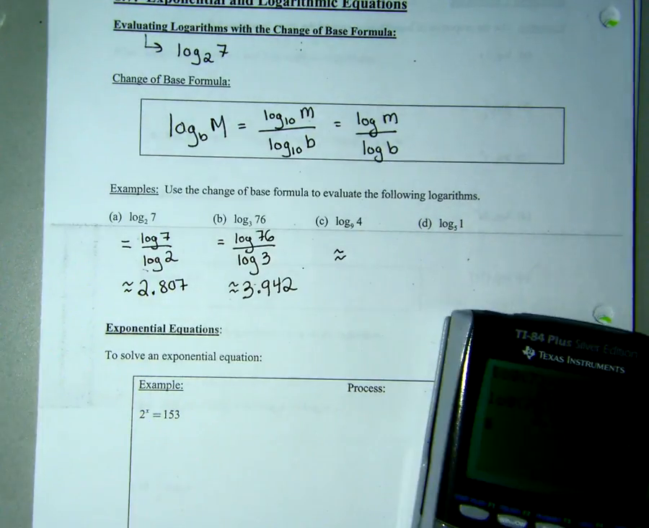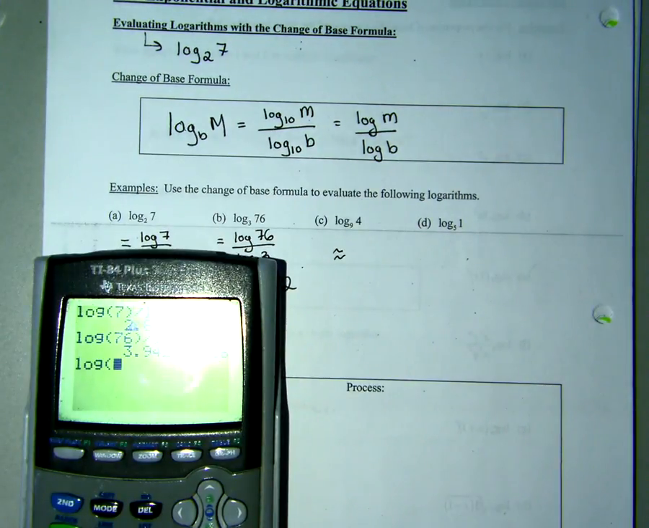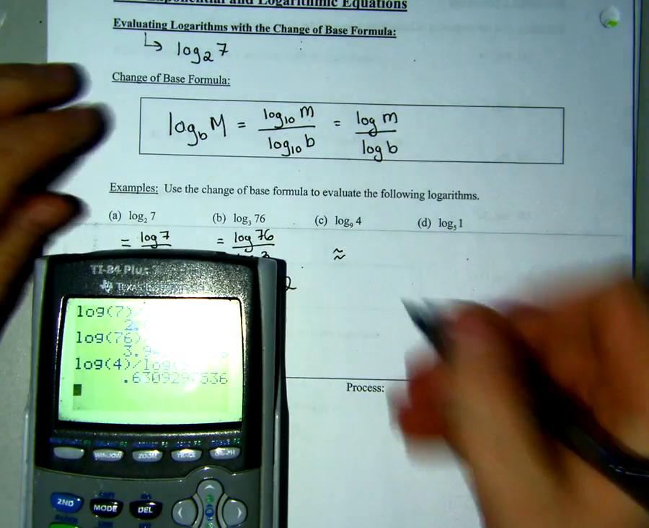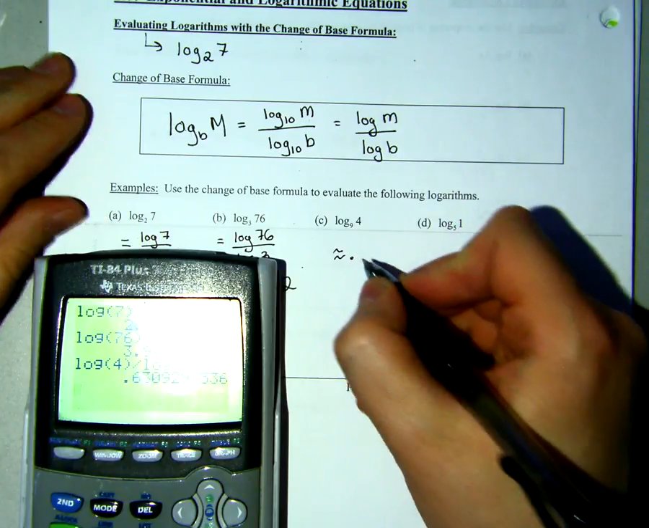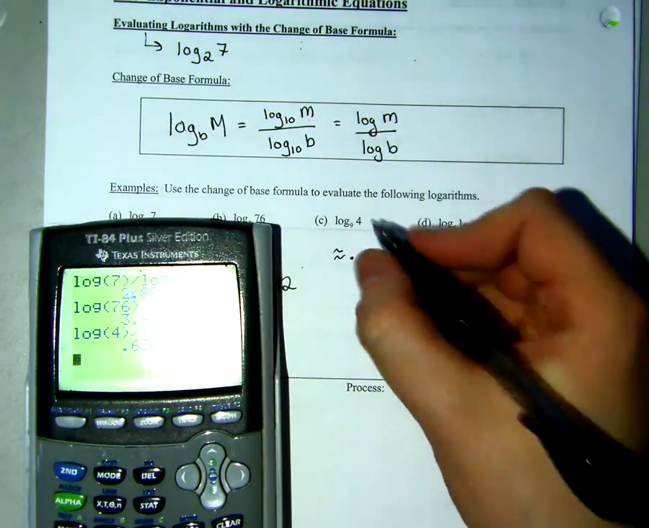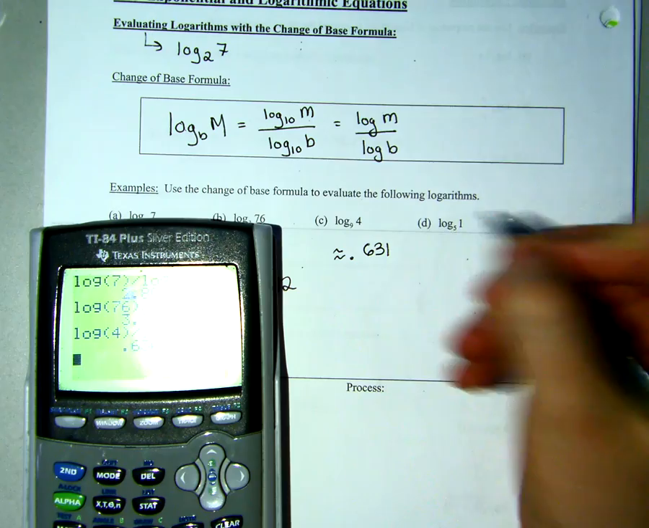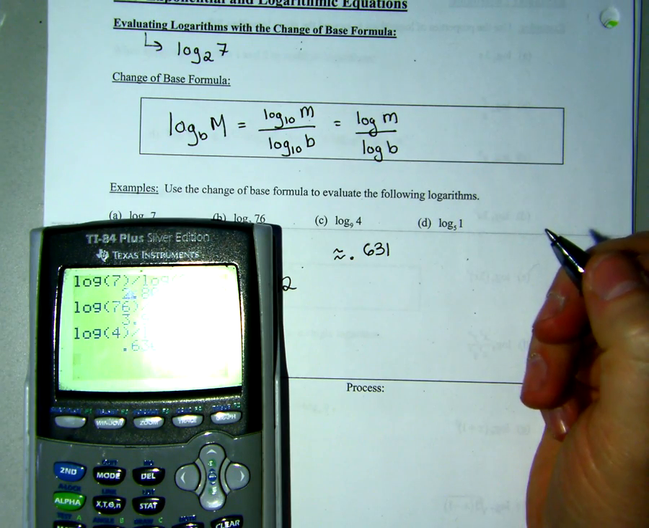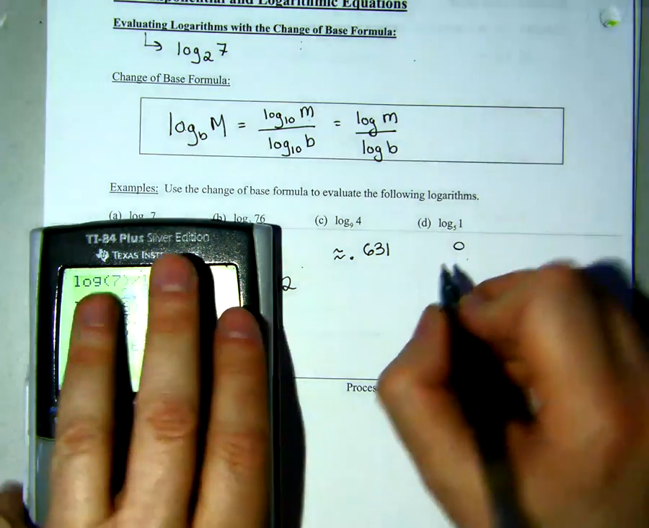Do we have C? Yes, 0.631. I think that sounds good. Log 6 divided by log 9 is how you should be typing it in. Yep, 0.631. What did you get for D? 0. Huh? Why?